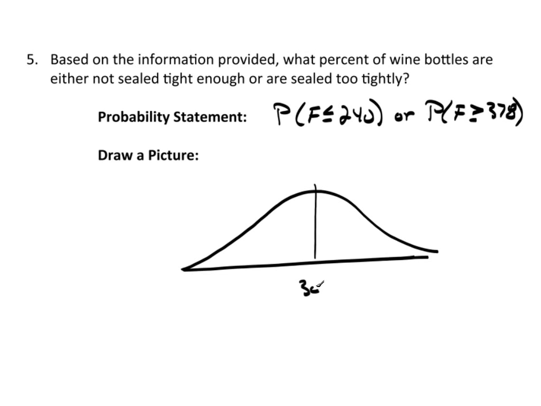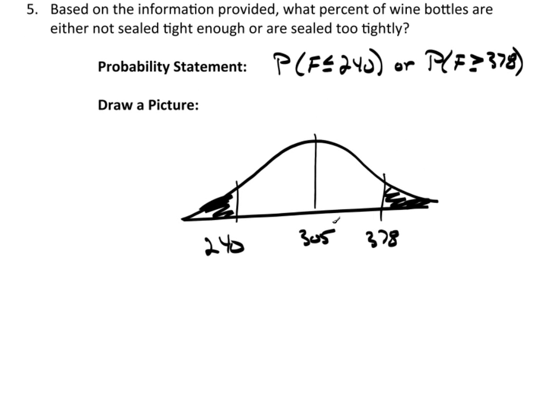If I draw my picture, 305 is the mean down the middle. 240 is over here someplace. I want that tail. And 378 is up here someplace. I want that tail. Now there's a couple of different ways that I can do this. I can go from negative infinity to 240, jot that down, then go from 378 to positive infinity, jot that down, add the two, and that's the solution.